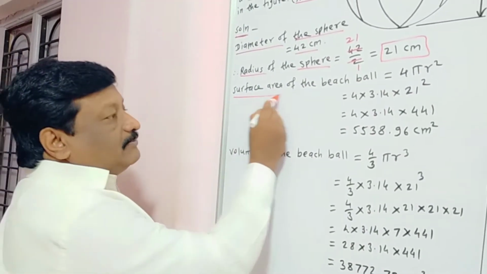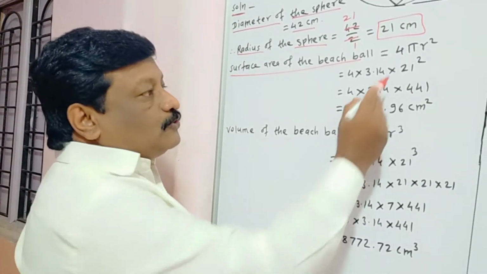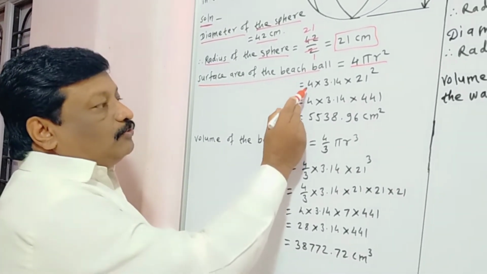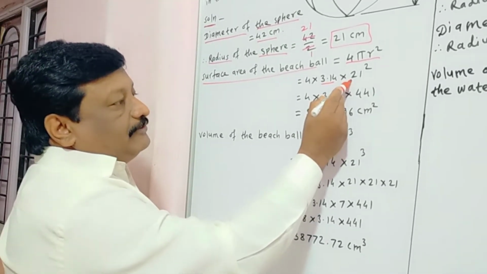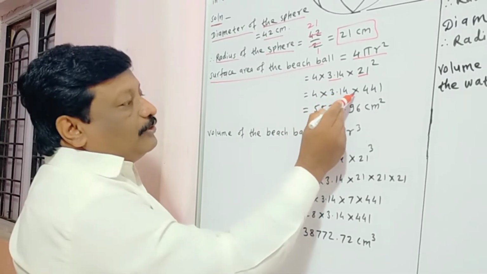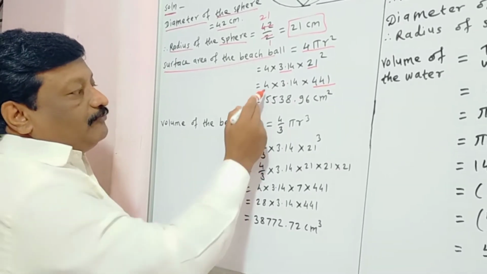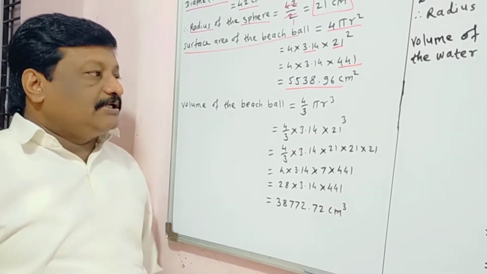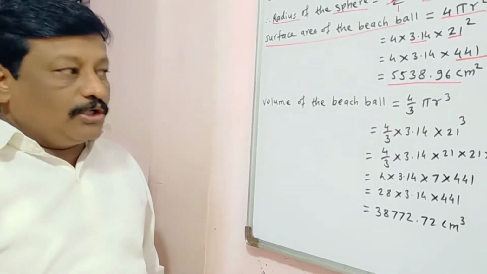Now we will find surface area of the beach ball. Formula is 4 pi r square. So equal to 4 pi r square. By substituting values, equal to 4 into value of pi is 3.14 into radius is 21, so 21 square, equal to 4 into 3.14 into square of 21 is 441. If we take this multiplication, we will get answer 5538.96 centimeter square. This is surface area of beach ball.